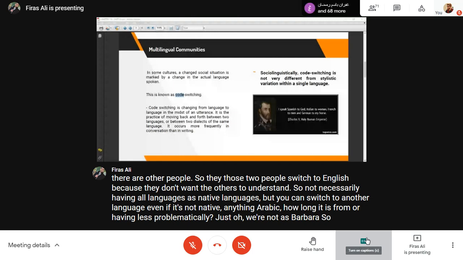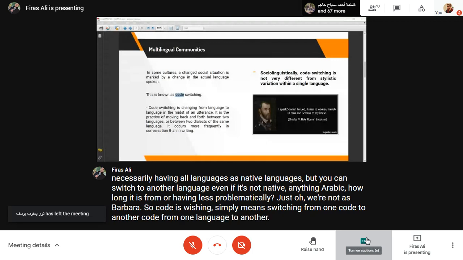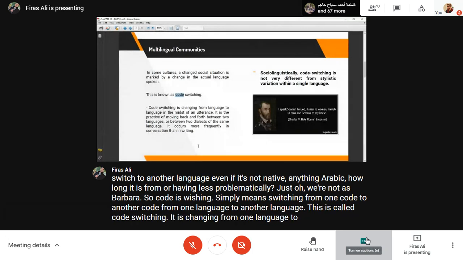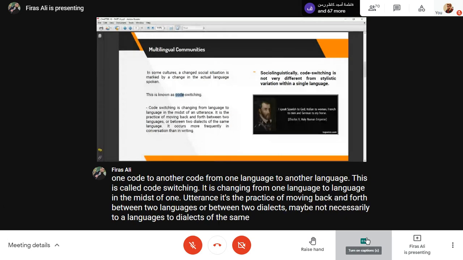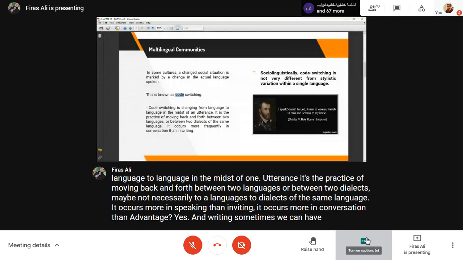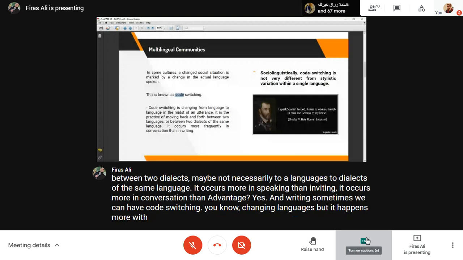So code switching simply means switching from one code to another code, from one language to another language, or between 2 dialects maybe, not necessarily 2 languages. And it occurs more in conversation than in writing. Yes, in writing sometimes we can have code switching, changing languages, but it happens more with speaking.